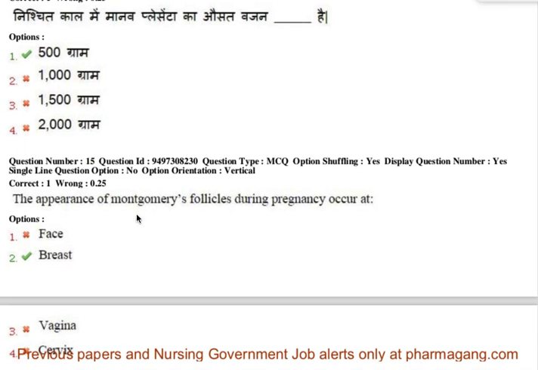Next question. Question number 15. The appearance of Montgomery follicles during pregnancy occurs at. Correct answer is breast. The appearance of Montgomery follicles during pregnancy occurs at the breast.